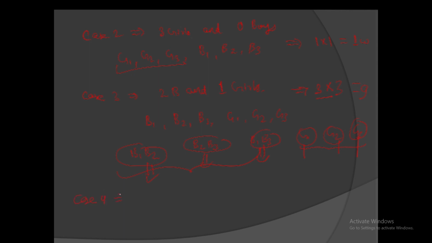Similarly, if you look closer, case 4 is 1 boy and 2 girls. It is basically the same. B1, B2, B3, G1, G2, G2, G3, G3, G1. So selecting one boy is either this, so we have 3 ways. Either selecting 2 girls, so either this packet or this packet. So we have 3 ways. So 9 ways total.